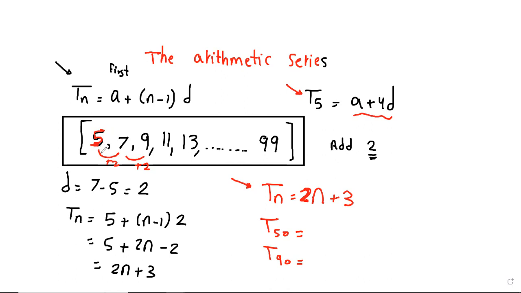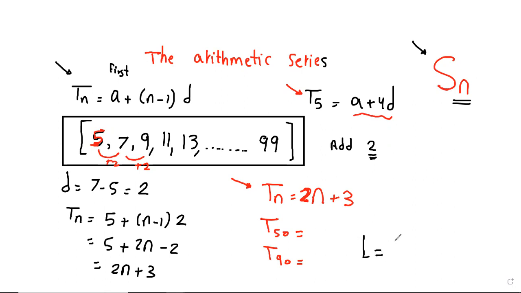What if I want to find the sum of all these terms? To find the sum of terms, it's Sn. Sn means the sum of all terms of the arithmetic sequence. So how can we find Sn? Before studying Sn, and how we can find the sum of all terms of the arithmetic sequence, we should know what L is.